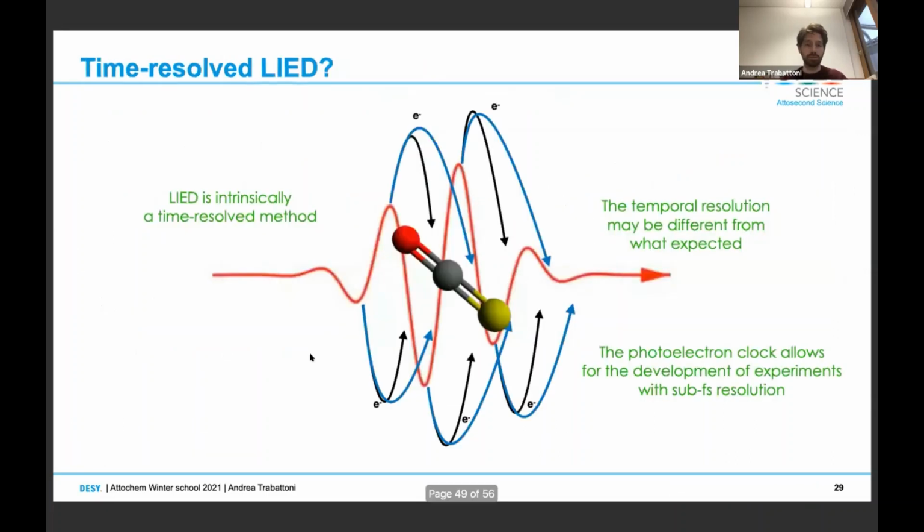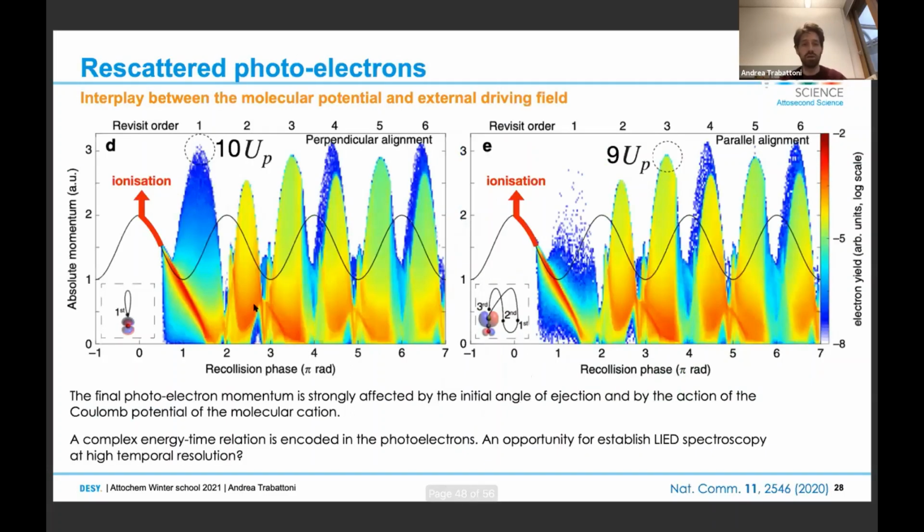And the take-home message is that laser-induced electron diffraction is a powerful method and intrinsically a time-resolved method, but the temporal resolution may be different from what we expected so far, because we also have to consider the interplay between the laser and the molecule. By taking into account this interplay, we could really improve our temporal resolution and try to develop experimental protocols that are able to isolate single revisit orders and to have a clear idea about the delay between ionization and rescattering. That is our time resolution in a LED experiment.